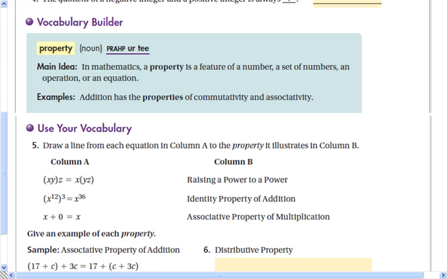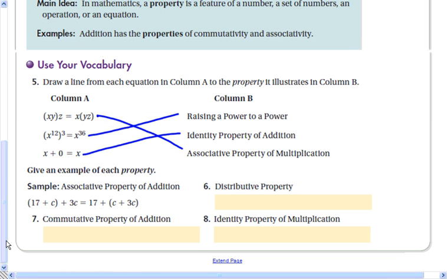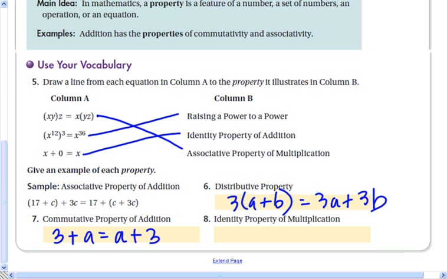Okay, let's just review some properties here. When you move the grouping symbols like this one, that is the associative property. This one, we're raising a power to a power. And the last one, when you add 0 to any number, you end up with that number. That's the identity property of addition. An example of the distributive property. Commutative property. And the identity property of multiplication.